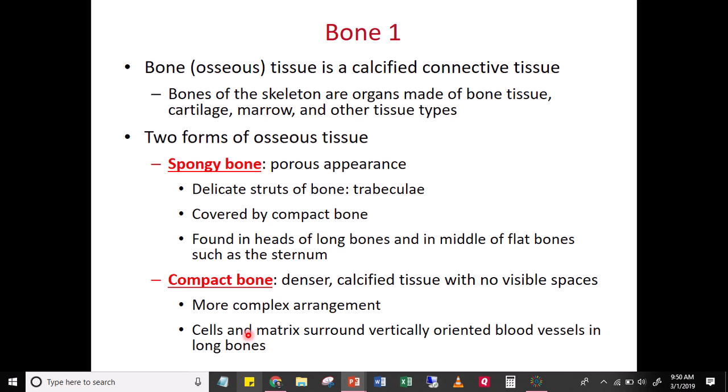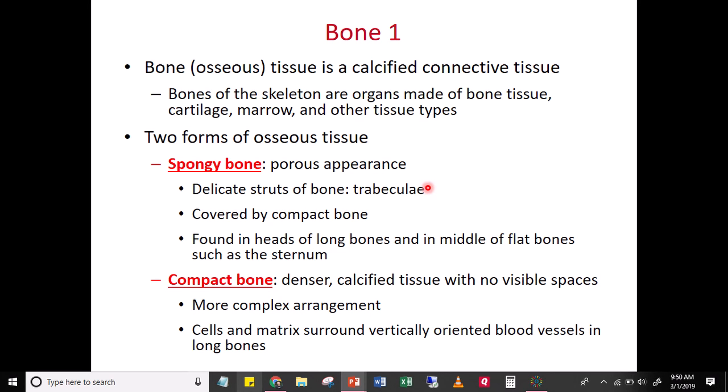Our next connective tissue type is bone. And there's two broad categories of bone tissue. We have spongy bone tissue and compact bone tissue. Another old school name for spongy bone tissue is trabecular bone tissue because it has lots of little trabeculae in it, or little tiny filaments of bone.